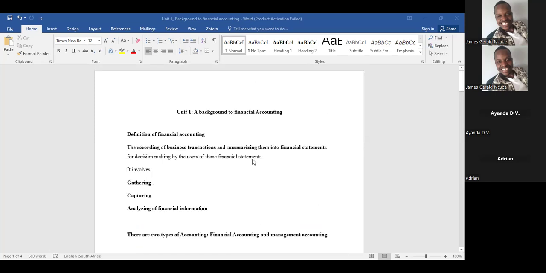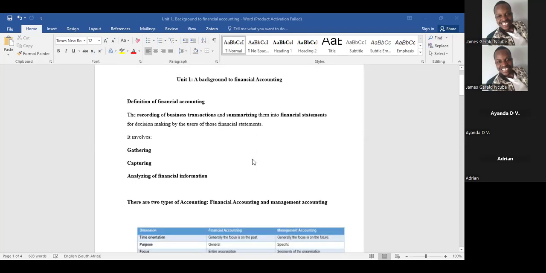So having spoken about financial accounting, there's also another concept of accounting, because there are two types of accounting. There is financial accounting and management accounting. And as a foundation in the background, I want us to be able to distinguish these two so that we don't find ourselves doing management accounting instead of financial accounting, right?